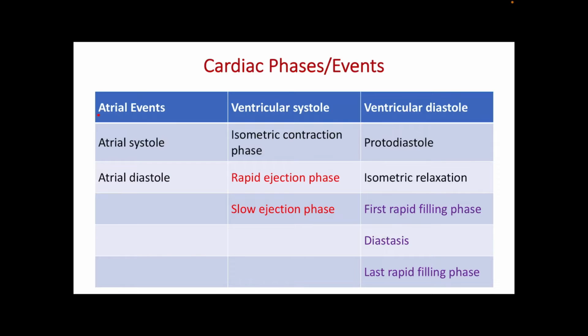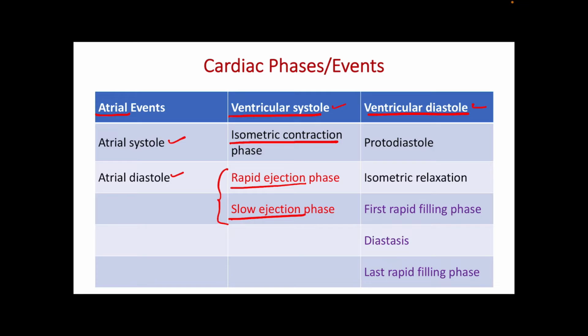So there are atrial events and ventricular events. Okay, so atrial events are atrial systole, atrial diastole. Ventricular events are ventricular systole, ventricular diastole. Now ventricular systole is again having phases. So the first phase is isometric contraction phase. Second one is the ejection phase. Now this ejection phase, it is again rapid ejection phase and slow ejection phase.